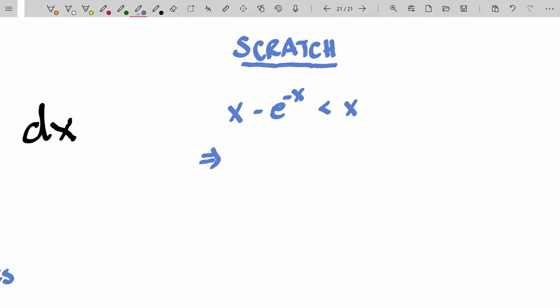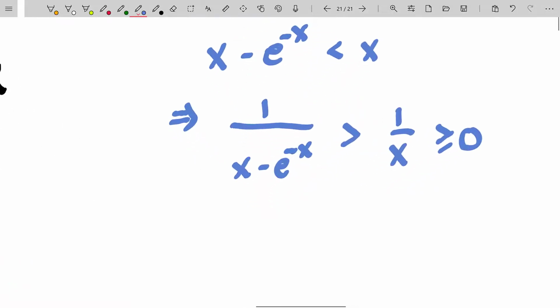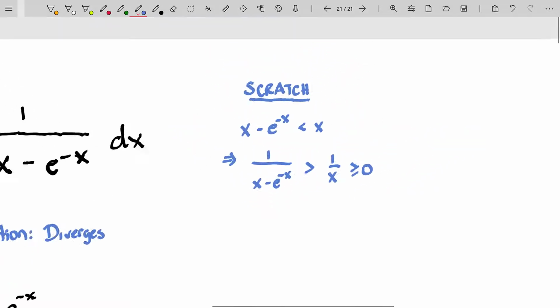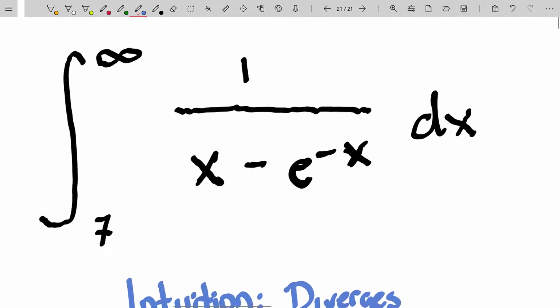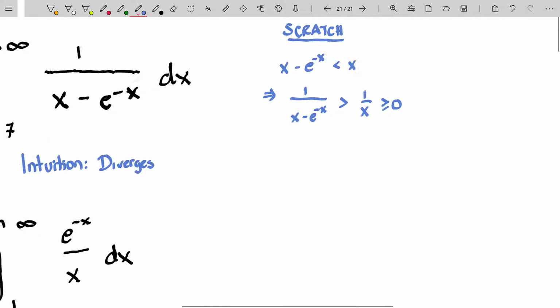If you take the reciprocal of both sides, this will imply that 1 over x minus e to the negative x, well, that is going to be greater than 1 over x. And by the way, 1 over x is greater than or equal to 0. Technically, it's strictly greater than 0, but I'm writing greater than or equal to just because the theorem that we use for the comparison test has that, but you don't actually need it. So I'll go ahead and compare our integral to the integral from 7 to infinity of 1 over x.